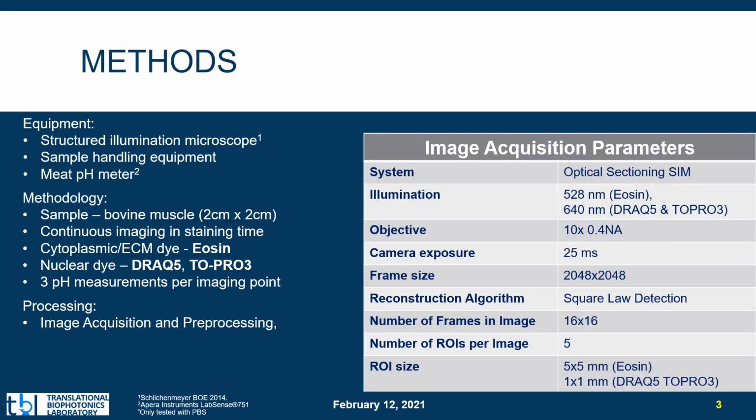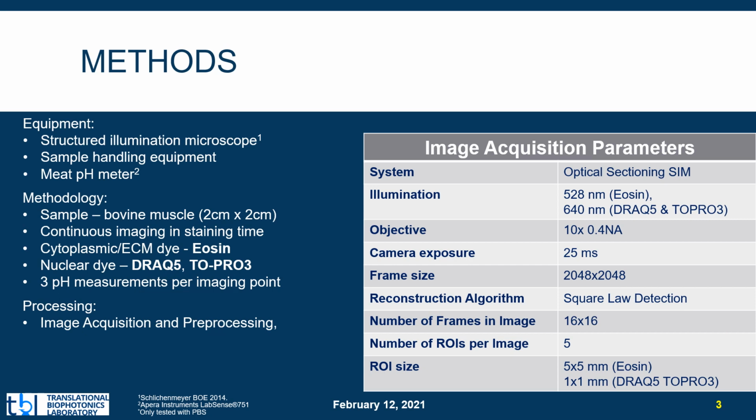As I already mentioned, we use optical sectioning SIM for image acquisition. We acquired 3 pattern images with a pattern phase shift of 60 degrees that will allow us to perform square law detection to remove any unfocused light. Image acquisition and processing are performed by using custom-built LabVIEW and MATLAB software.